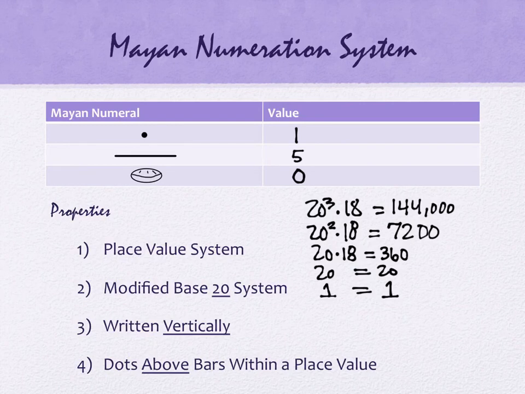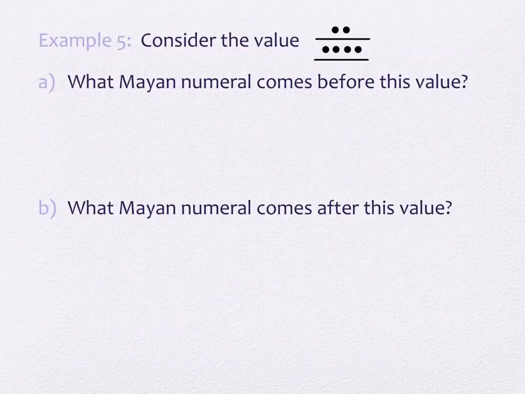So that's their place system. It's a little bit different. So let's take a look at an example in their place value system. We'll look at what comes before and what comes after, and then some inherent problems.